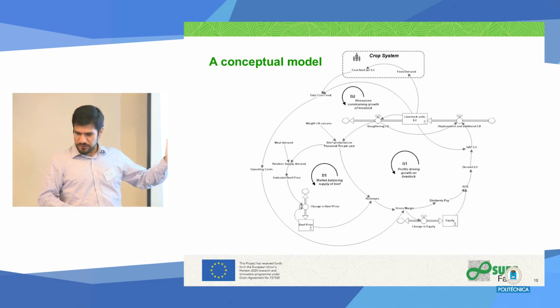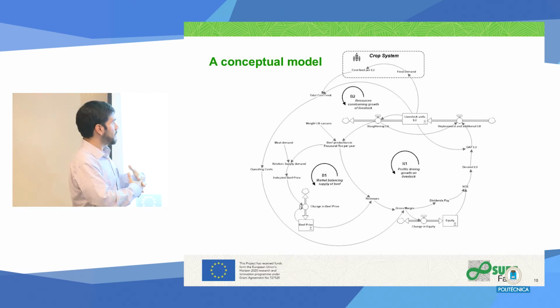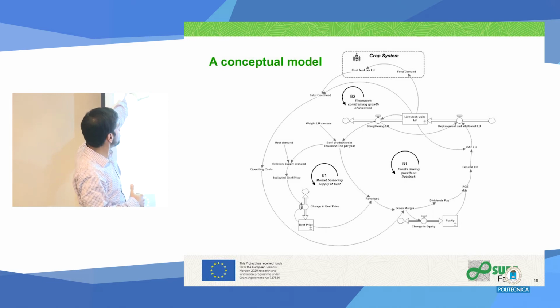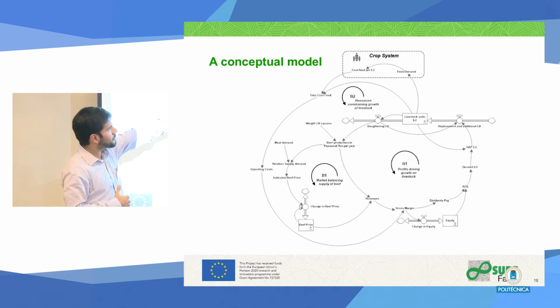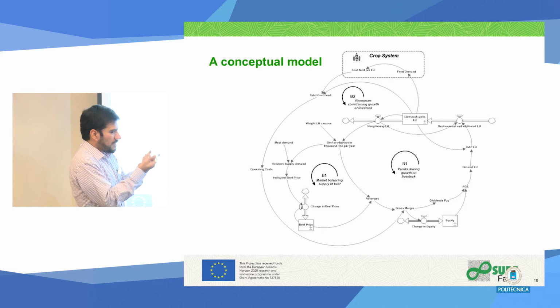So the two variables we were talking about before are the outcome functions that we look at. We look at the outcome functions as the delivery of healthy and affordable food and economic viability. And the proxy variable, something that we can quantify and that gives us an idea of how this outcome function is performing, is the beef production and the price paid to the farmer.